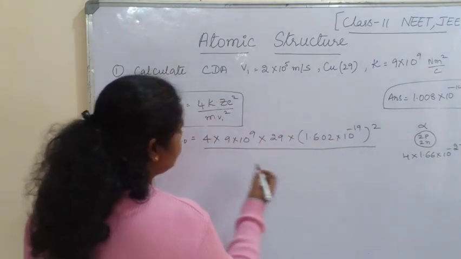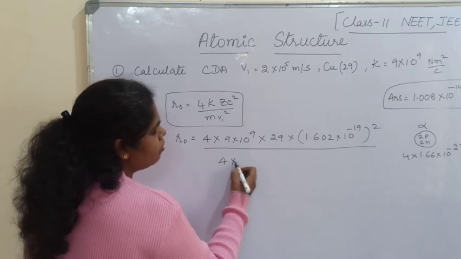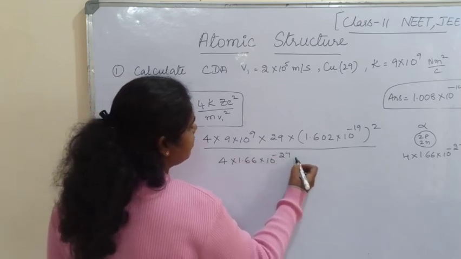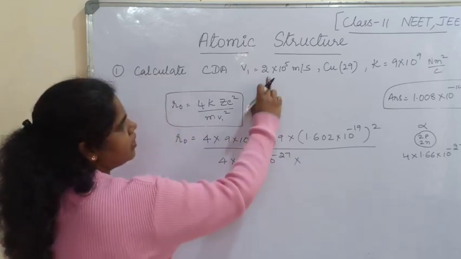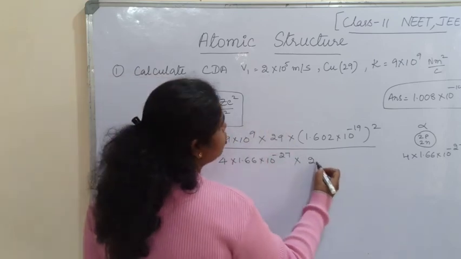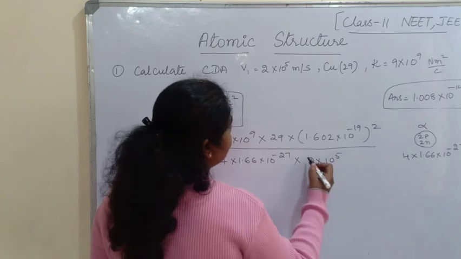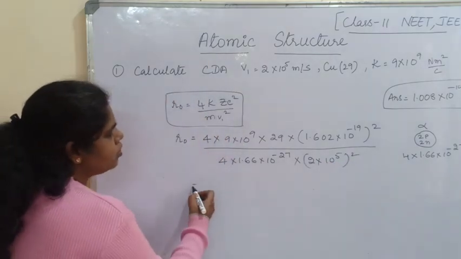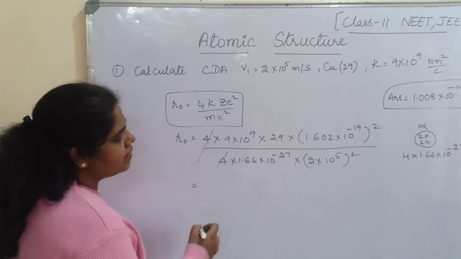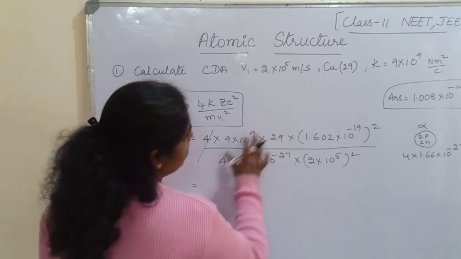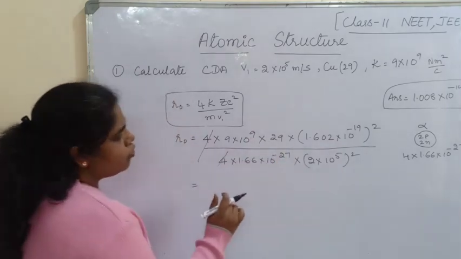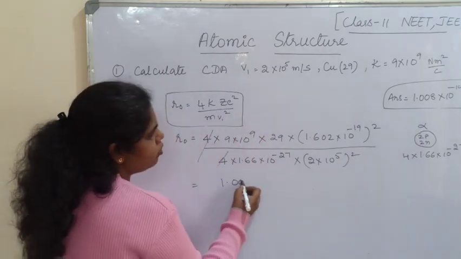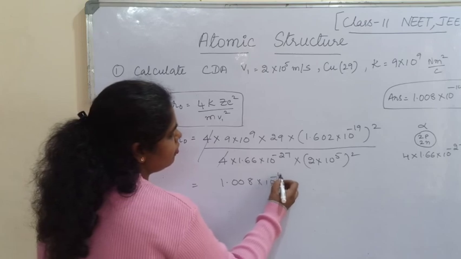Let us substitute that here: 4 into 1.66 into 10 to the power of minus 27, into velocity. Velocity here is given as 2 into 10 to the power of 5, whole square. This is how you will substitute. 4 and 4 you can cancel, and later on you can simplify this. If you simplify, you will be getting 1.008 into 10 to the power of minus 10.